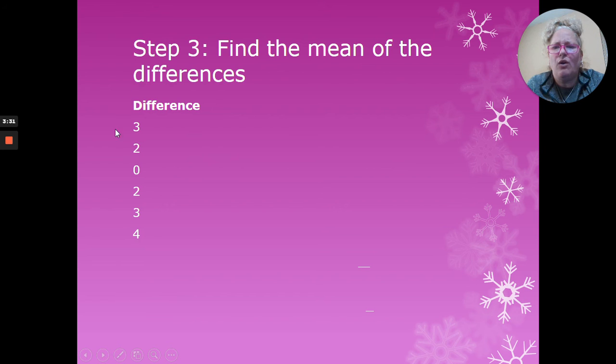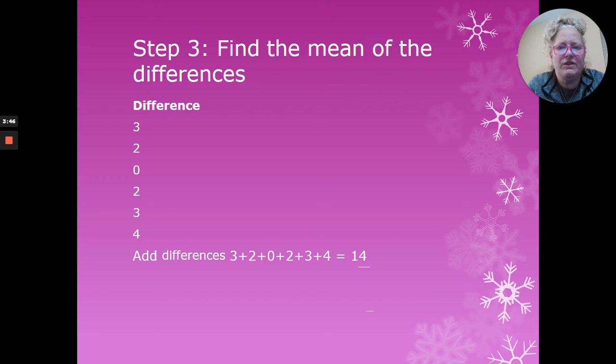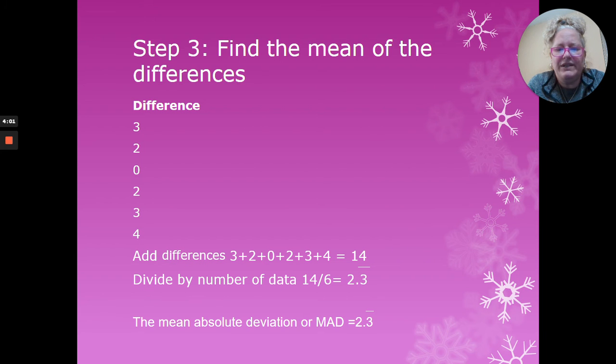Now step 3, don't copy this again. We have it from the other page. Just copy step 3, and then down here at the bottom, this is where we want you to start copying. So we're going to add the differences. It was a difference of 3, 2, 0, 3, and 4, which is a total of 14. Now we have to divide that by how many numbers we had, and we had 1, 2, 3, 4, 5, 6. If we do 14 divided by 6, that gives us 2.3 repeated. So the mean absolute deviation is 2.3.